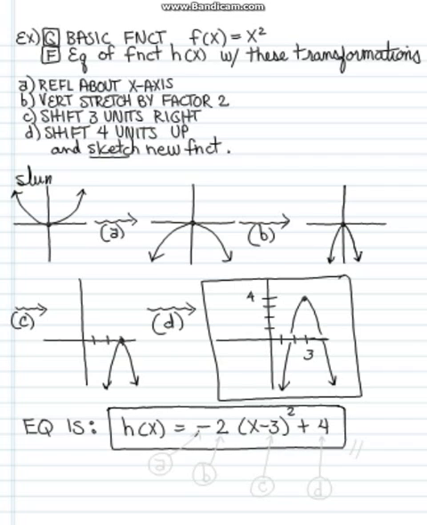So once again, the negative sign comes from part A. The 2 comes from part B. The 3 subtracted from x comes from part C. And the 4 added at the end comes from part D.